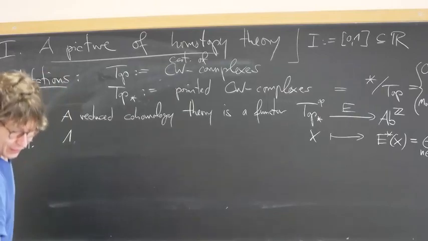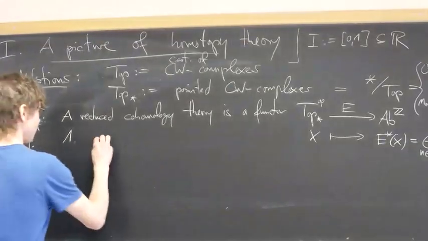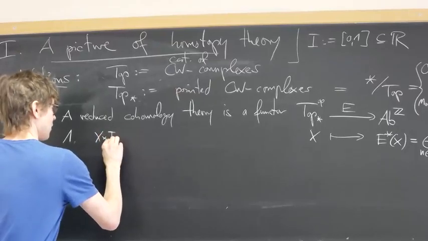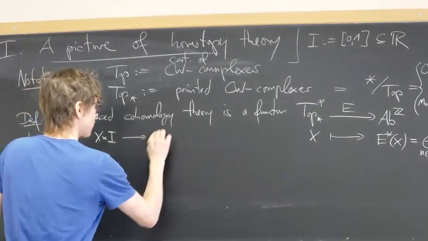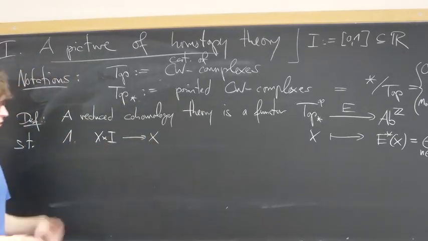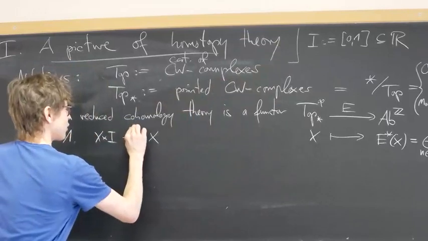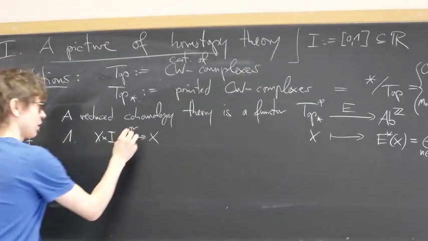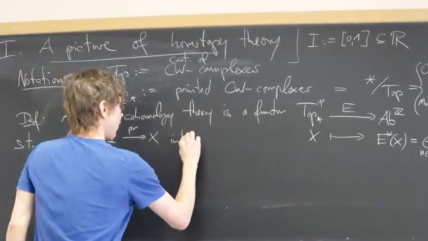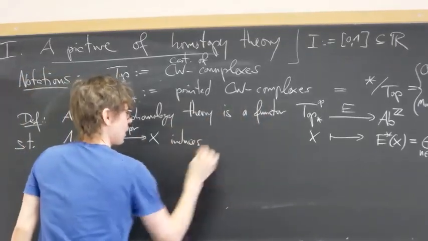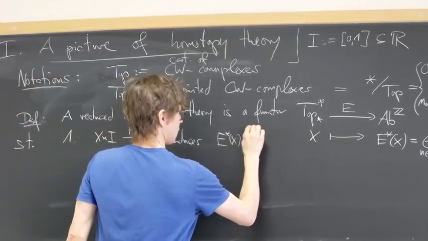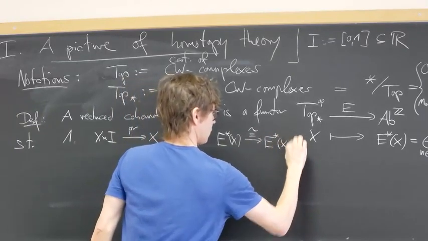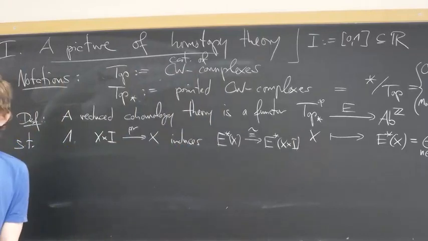So at first they should be homotopy invariant. You might think it means that homotopic continuous functions should be mapped to the same thing, that's true. But I choose to phrase it this way. If I take some space X and take the product with the unit interval and have a projection, of course, to X, I can apply my cohomology theory to this map, and it should induce an isomorphism. That's homotopy invariance.